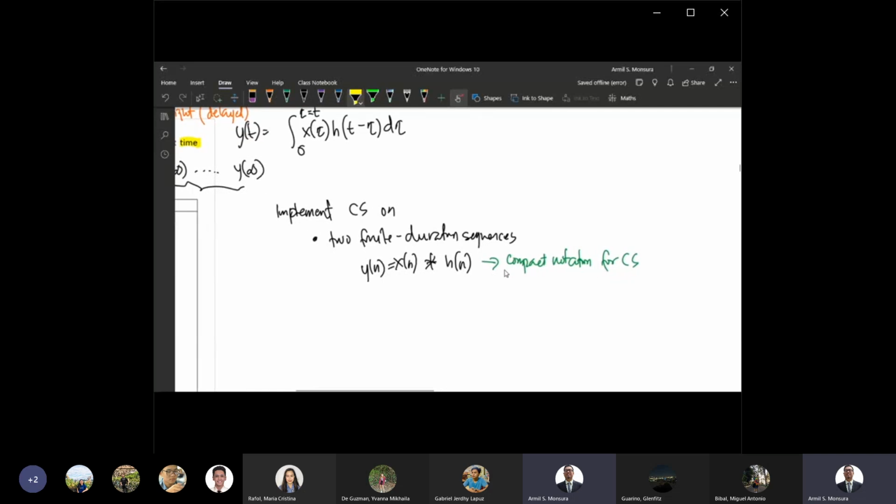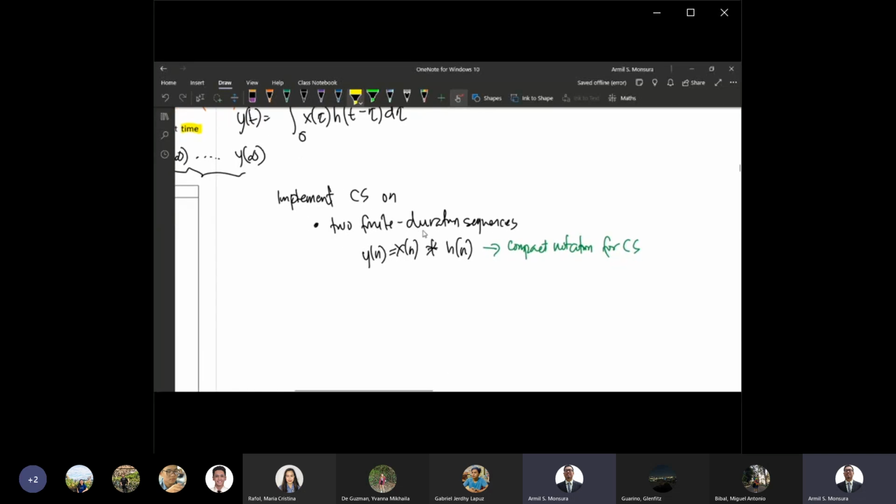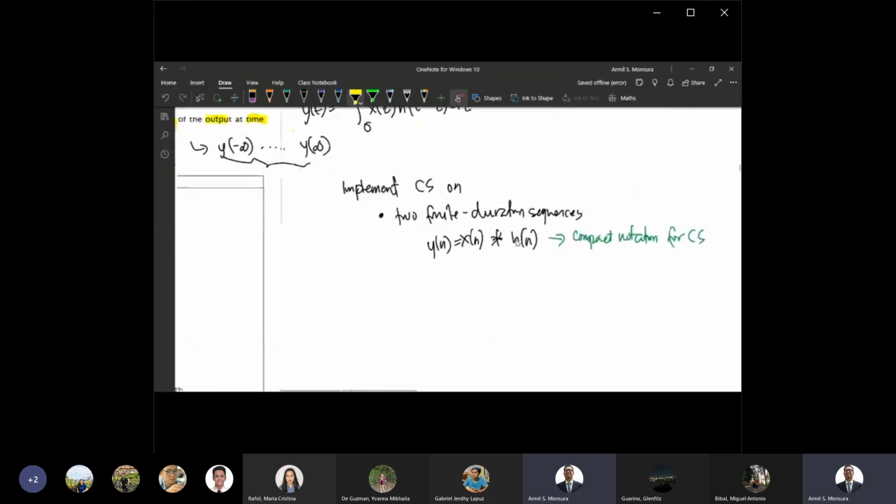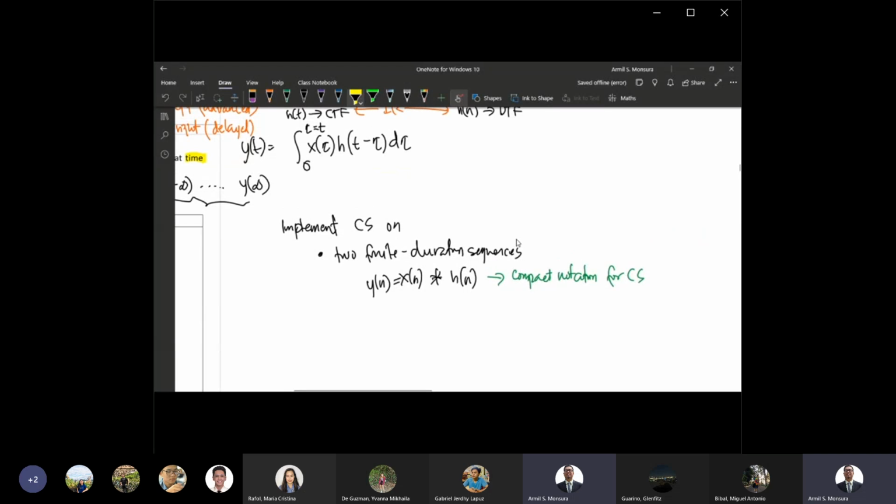So we will implement the convolution sum on two finite duration sequences. So titingnan natin kung ano yung magiging epekto niya or paano siya i-carry out. And actually, we will use this discussion, especially yung example 2, in order to demonstrate yung four steps ng algorithm.